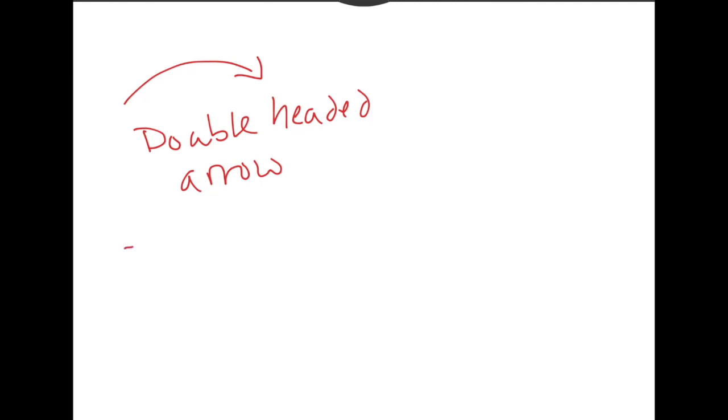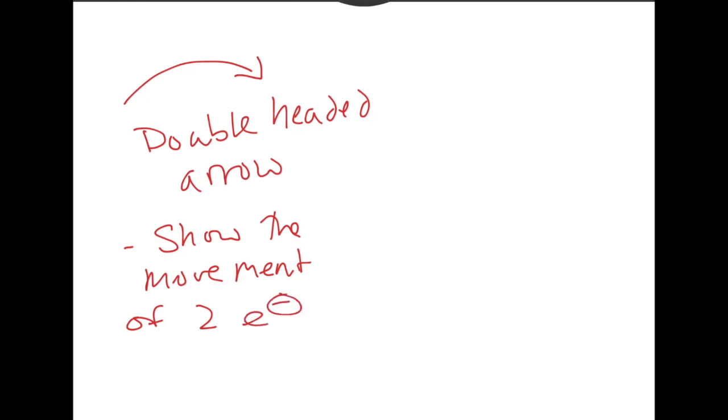Double-headed arrows show the movement of two electrons. So every mechanism we've drawn up to this point used a double-headed arrow because we were showing two electrons moving, right? A negative charge, a pi bond, those all consist of two electrons. Radicals are an unpaired electron. So you're just showing the movement of one electron with a radical.